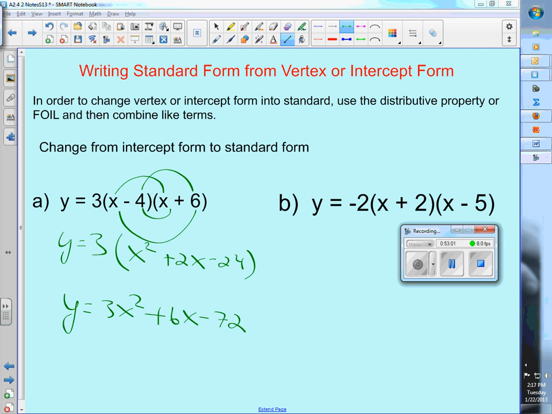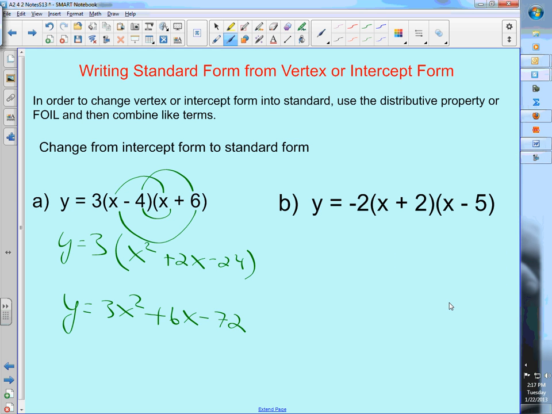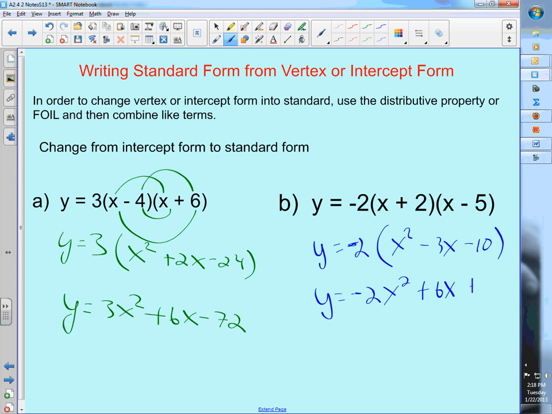You've got to be careful. So my feeling is leave the constant alone and then multiply the binomials. X squared minus 3x minus 10. Then distribute, and don't forget this is a -2 that you're distributing. Y equals -2x squared plus 6x and plus 20. Now you're in standard form or general form. Any questions?